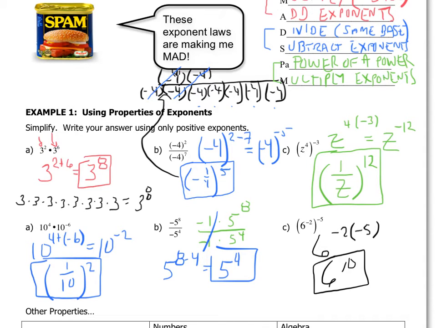And lastly, we have 6 to the negative 2nd raised to the negative 5th. This is a power of a power, which means that I'm going to take the base of 6, multiply my two exponents, and get 6 to the 10th power.